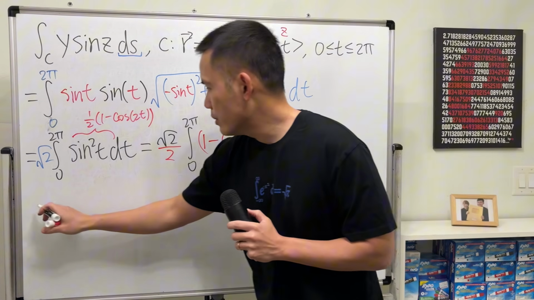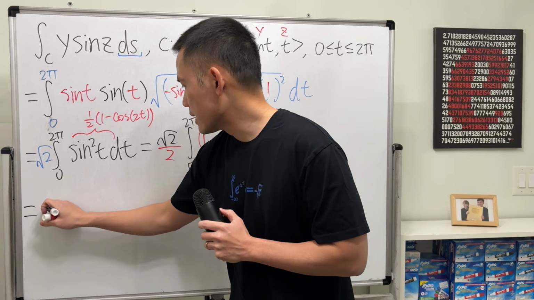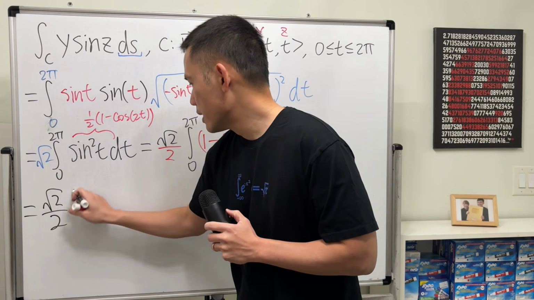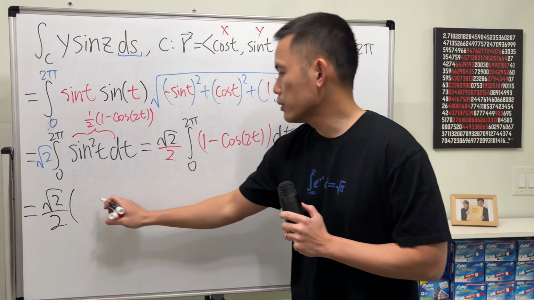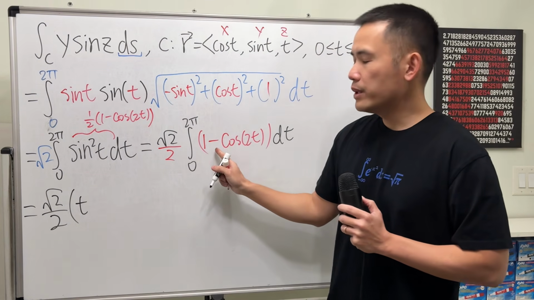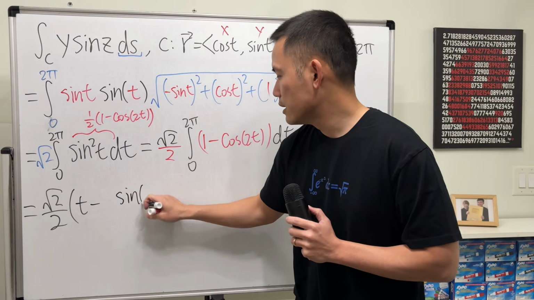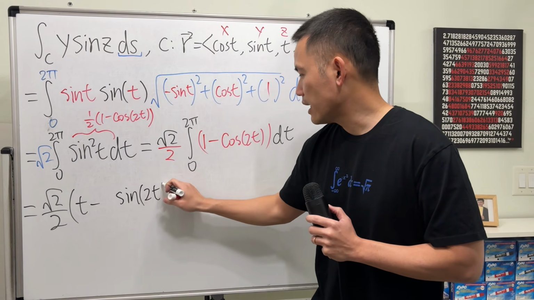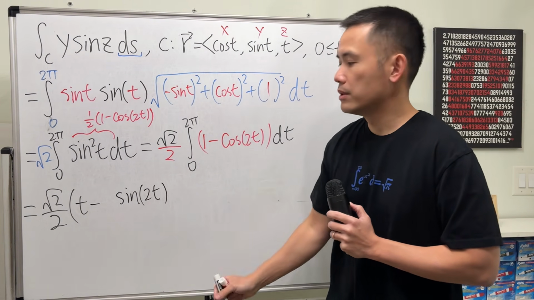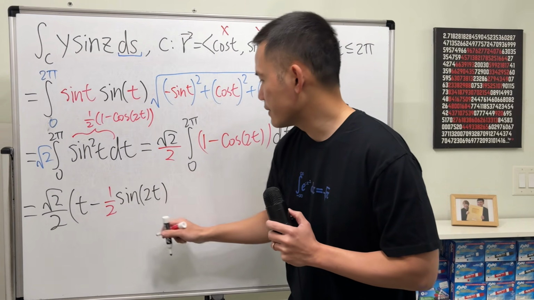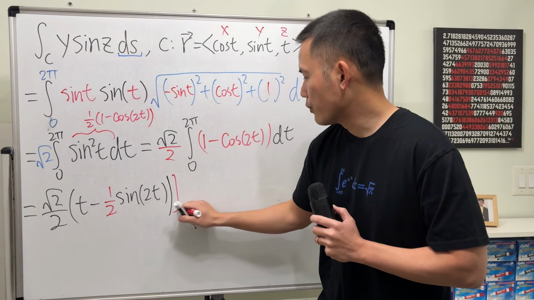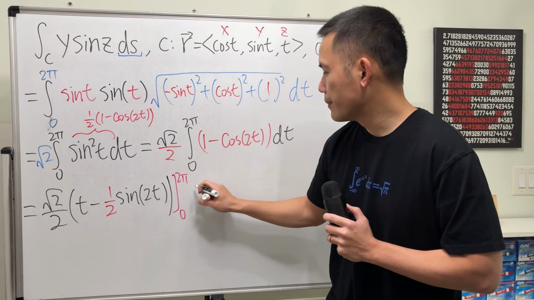And now to continue, I'm just going to keep this as how it is. And then integrating 1 in the t world, we get t. Integrating negative cosine, we get still negative, and then sine. 2t inside stays, but divided by 2. So here we have to have the 1/2. And then we go from 0 to 2 pi.